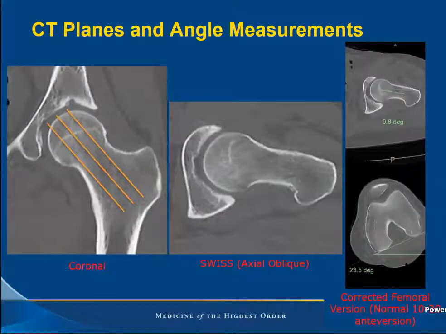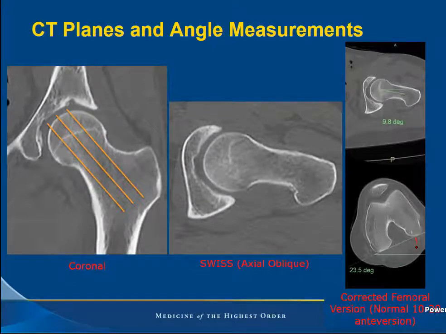The last angle measurement that we perform is what's called the corrected femoral version. With corrected femoral version, it gives you a global assessment of the rotation of the femur. And the way this is done is we get a scan at the femoral neck. We get an idea of the rotation of the femoral neck relative to the table. And then we also get an idea of the rotation of the femoral condyles relative to the table.